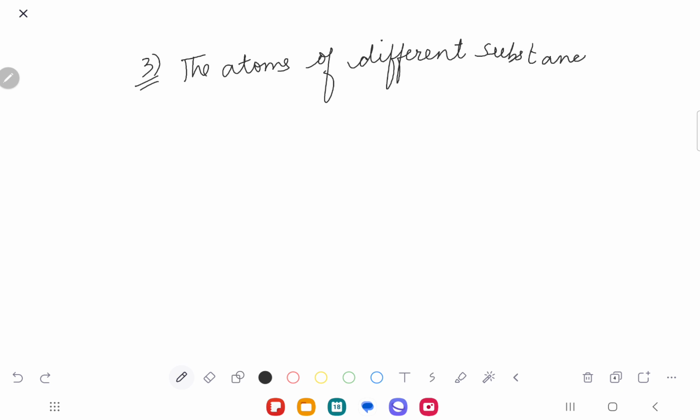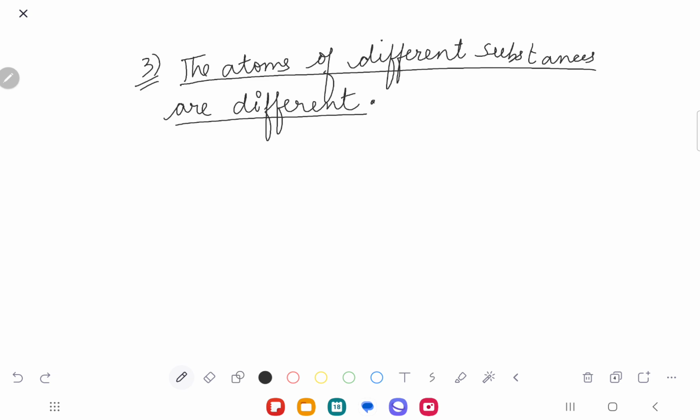The third point that he gave was that the atoms of different substances are different. Are you understanding? Yes. So atoms of different substances are different means what? What does that mean? You tell me. That they're not the same.